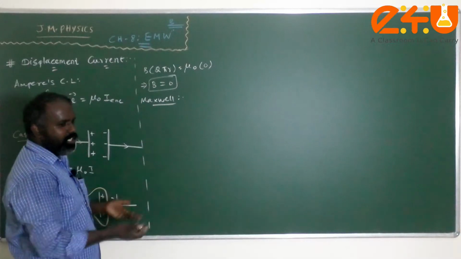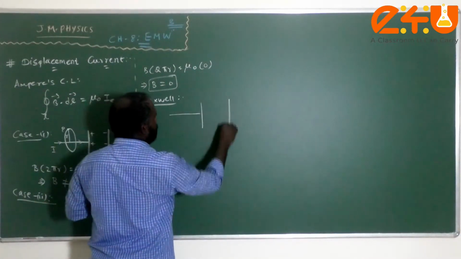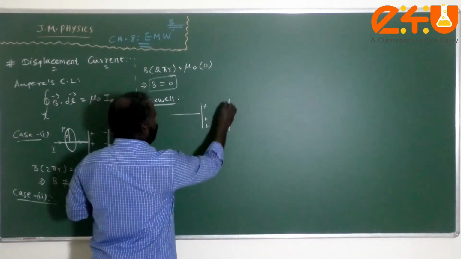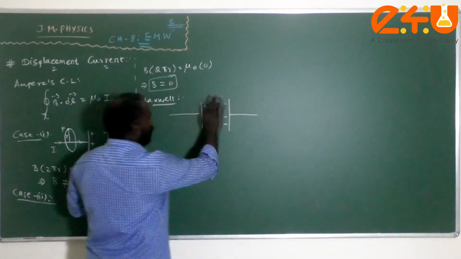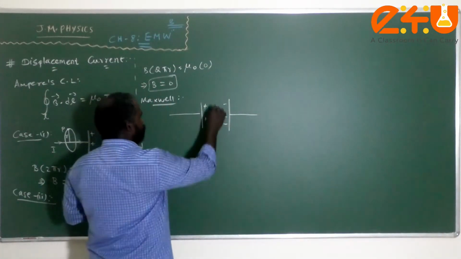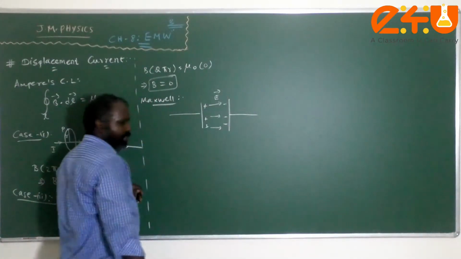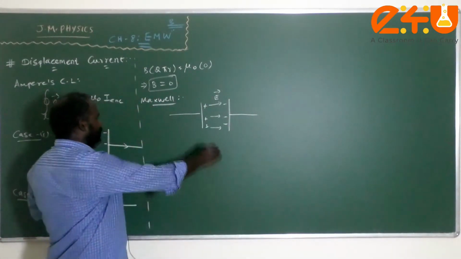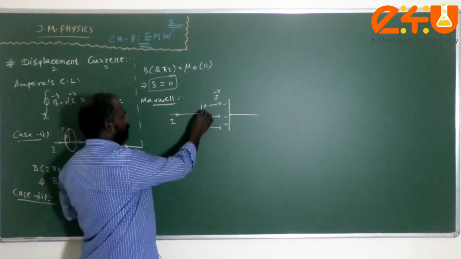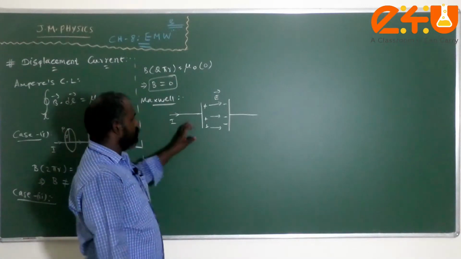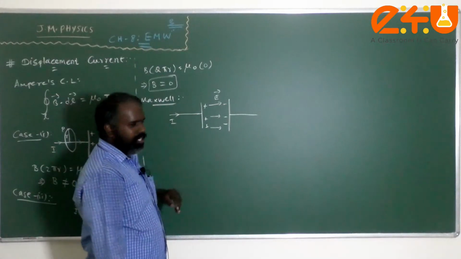But what exists between the plates of the capacitor is, obviously, the electric field only, because we know that the electric field lines go from positive to negative capacitor plates. So this is the electric field that exists between the capacitor plates. But the current we are sending is a time varying current. With respect to time, the value of current changes in that circuit, which results in a changing electric field between the plates of the capacitor.